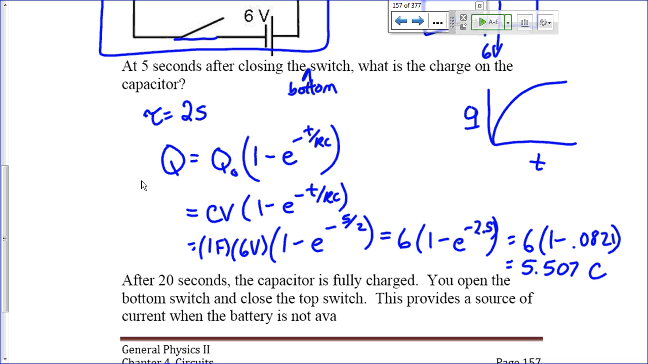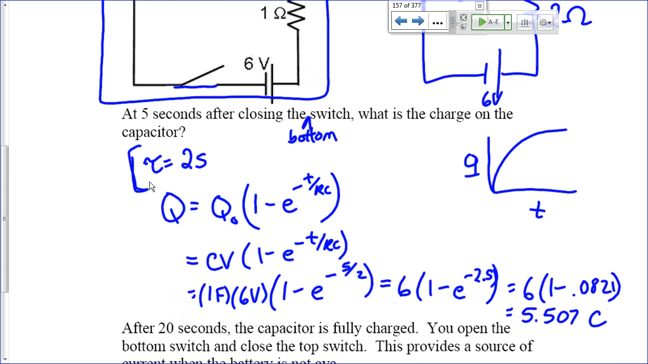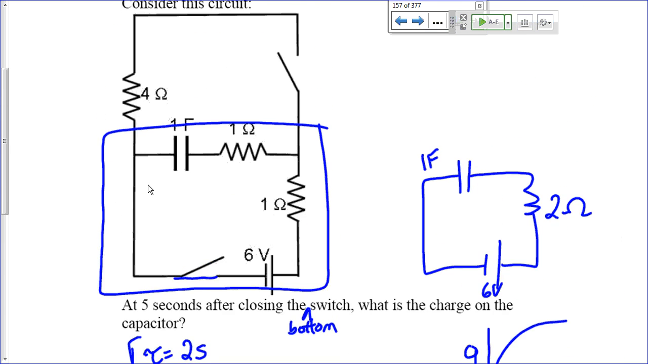All right. So after 20 seconds, the capacitor is fully charged. 20 seconds is 10 times this time constant. You open the bottom switch and you close the top switch. So this might be a circuit where you charge a capacitor and then discharge it. For example, if this was like the flasher lights in your car, this would be the actual light, and it would charge and discharge on a particular time frame. It would take 20 seconds to charge, and then a certain amount of time to discharge.